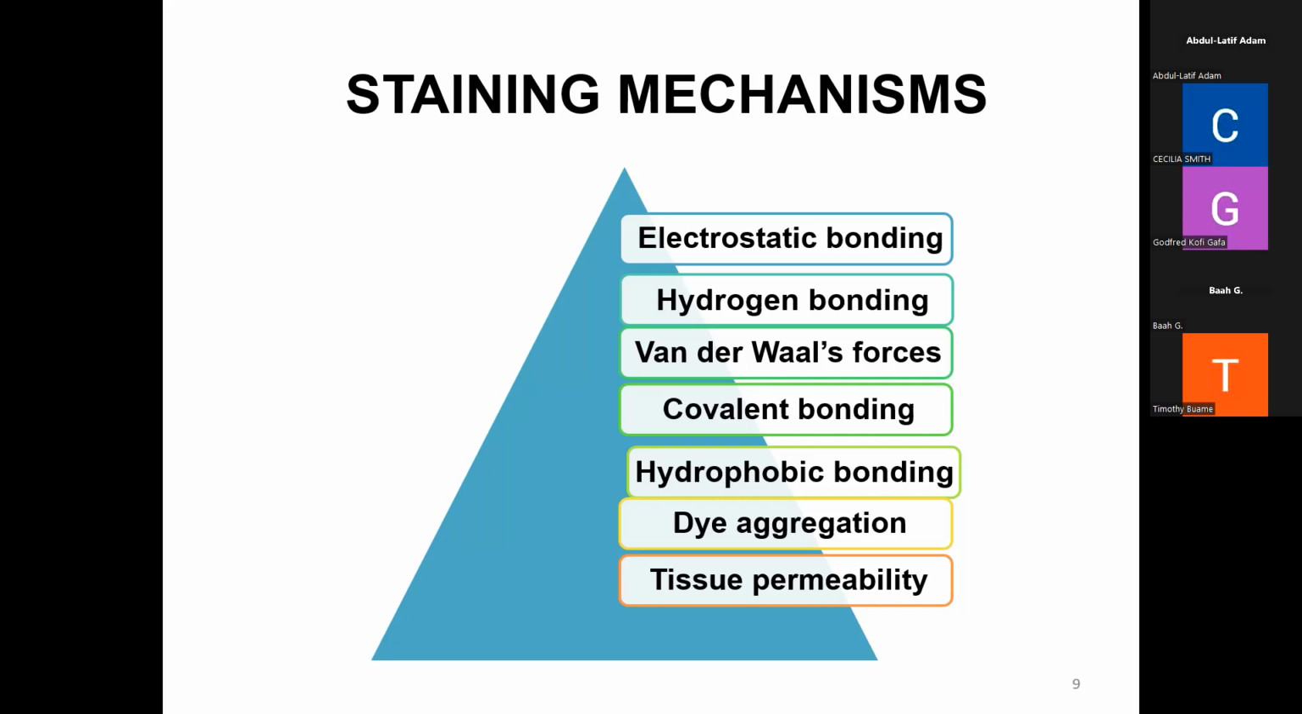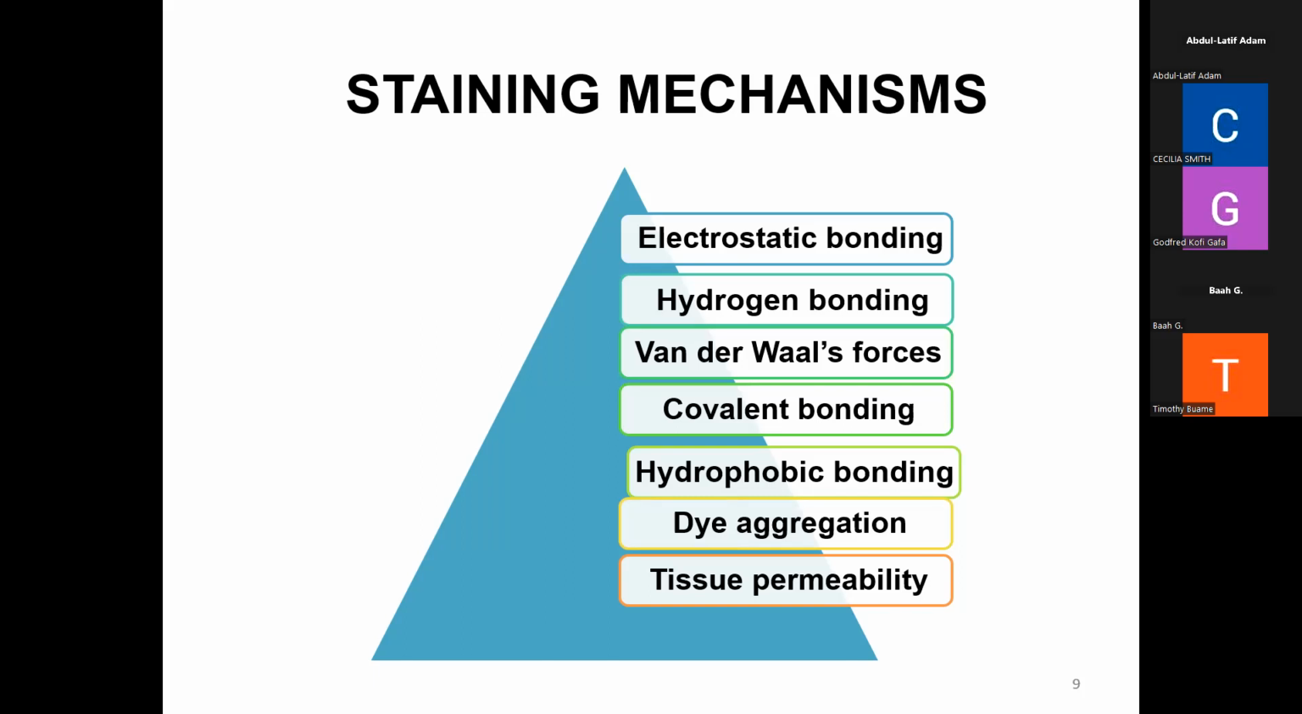So some of them are what is here. We have electrostatic bonding, where electrons are exchanged, positive and negative. And then you have hydrogen bonding, where hydrogen ions are exchanged. Some will have excess hydrogen ion and donate it to one that doesn't have, and then it causes a linkage between them.